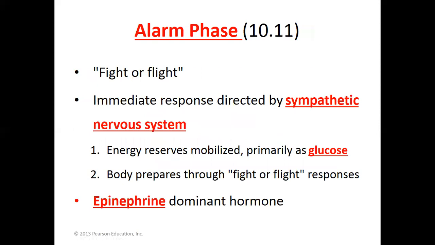So the alarm phase is your fight or flight phase. Its immediate response basically is controlled by the sympathetic nervous system. So immediately it's fight or flight. Your energy reserves are mobilized, mostly glucose, so like glycogen is broken down, and the body prepares for this fight or flight response by producing tons of epinephrine.